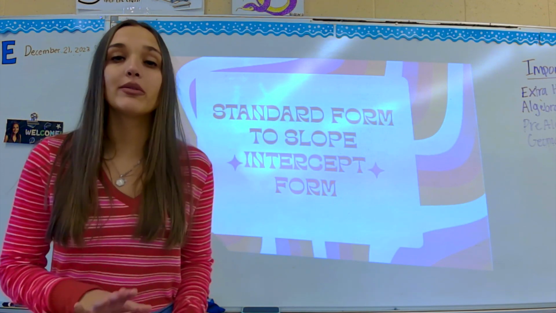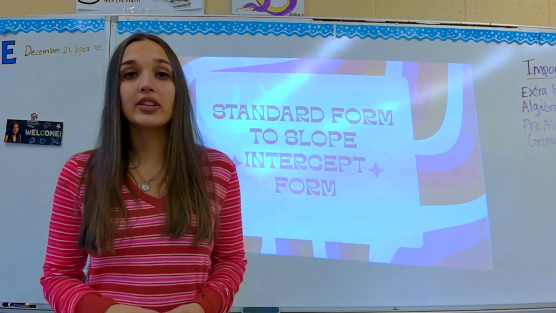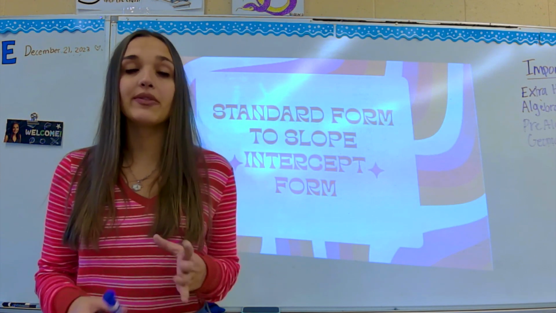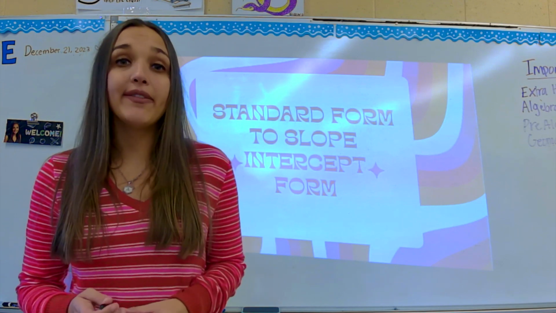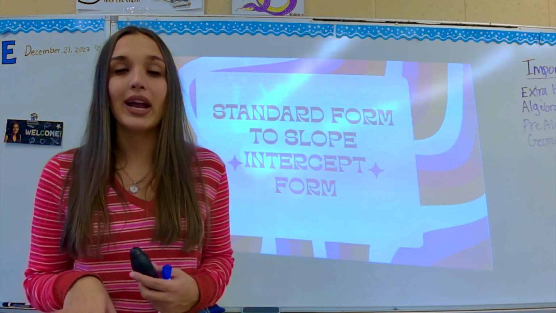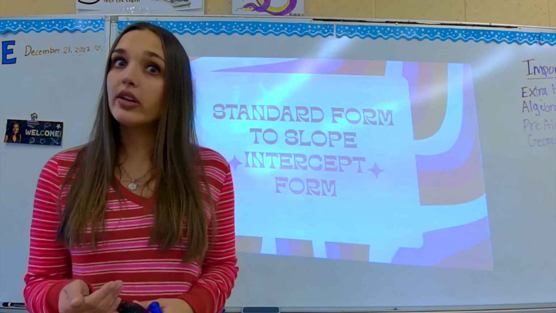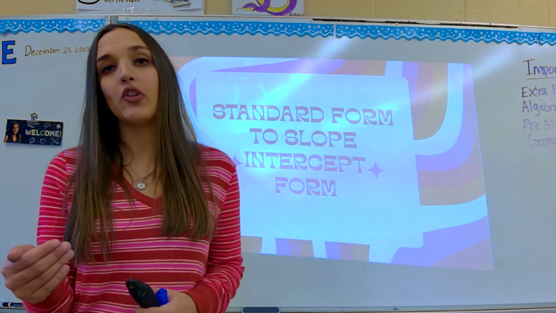Today we're going to be going from standard form to slope-intercept form using linear equations. It's very important sometimes to go from standard form to slope-intercept form when we are graphing. We want to clearly be able to see our y-intercept and our slope, so we can start at that y-intercept and move up and over for our slope.